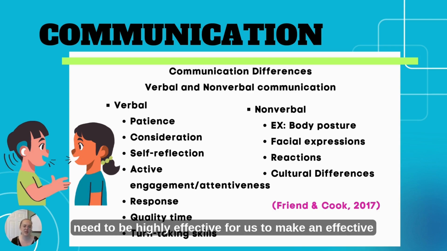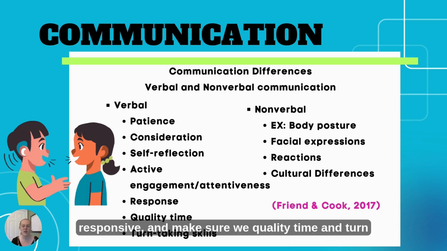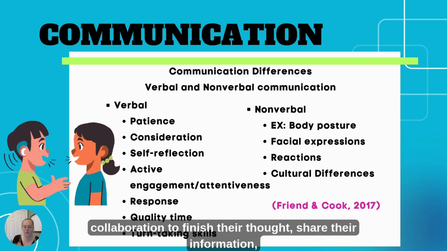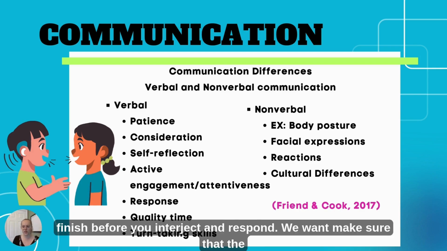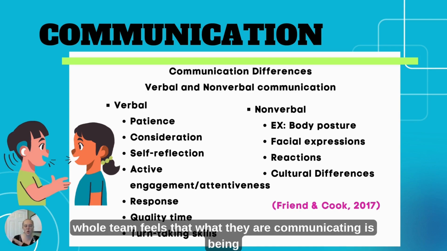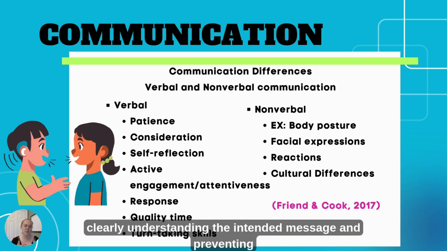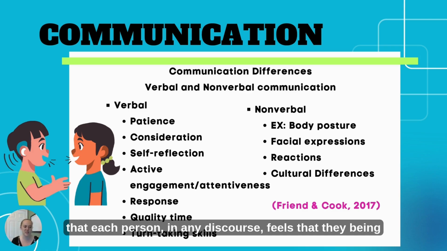Verbal responses need to be highly effective for us to make an effective collaboration. We want to be patient, considerate, self-reflective, actively engaged, responsive, and make sure we have quality time and turn-taking for those discussions. For example, in patience, you need to wait for the other person in our collaboration to finish their thought and share their information before you interject and respond. We want to make sure that the whole team feels that what they are communicating is being heard and valued. This also gives time to make sure that we're all clearly understanding the intended message and preventing any misunderstandings. It's important that each person in any discourse feels that they are being heard.